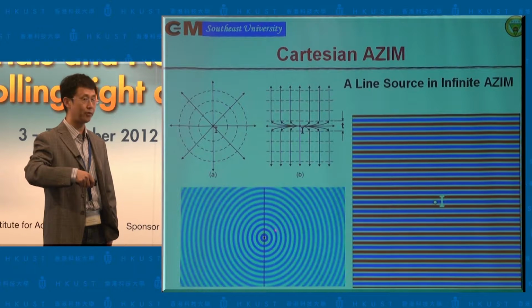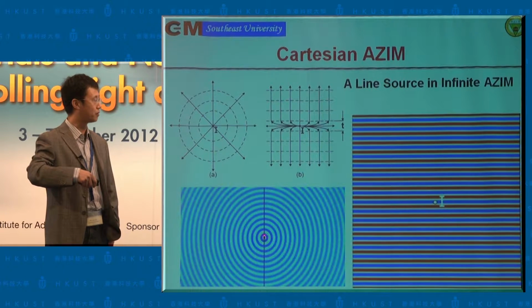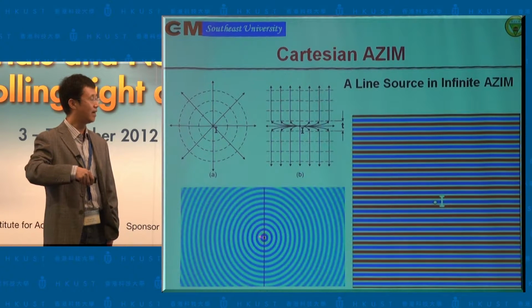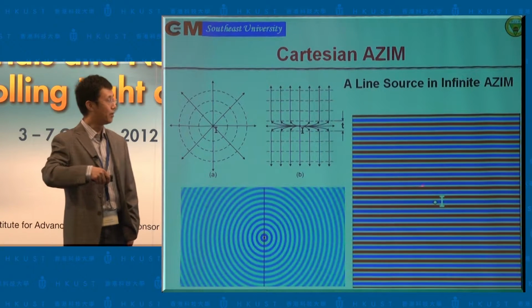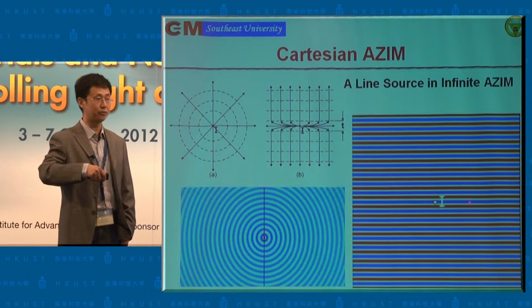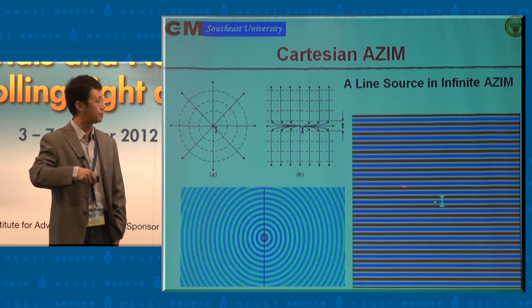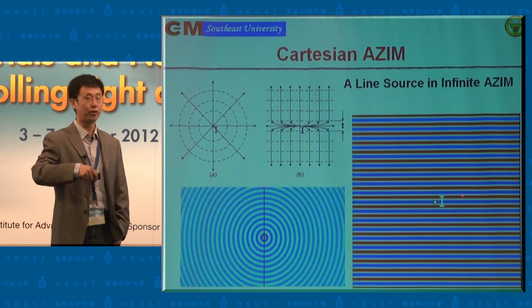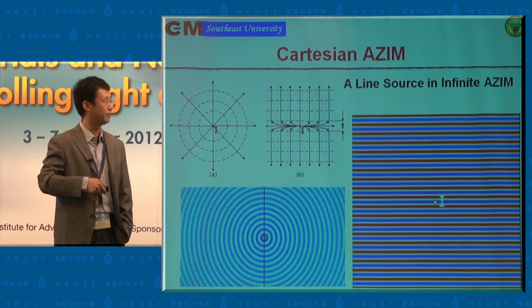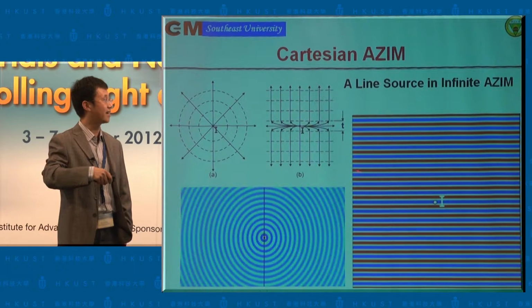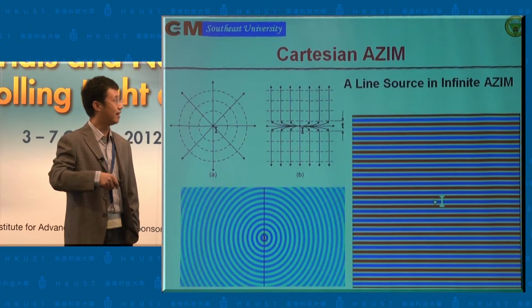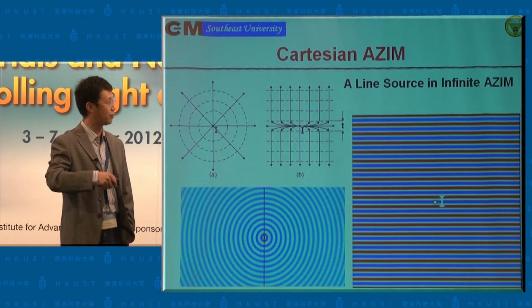For example, if we have a 2D point source in free space, it will radiate a cylindrical wave perfectly. However, when a 2D point source radiates in this kind of Cartesian anisotropic zero-index metamaterial, it will radiate plane waves directly. So this is the case when the anisotropic zero-index metamaterial is infinite.